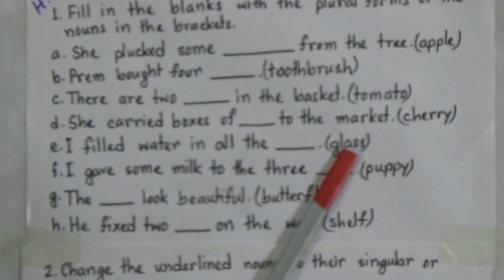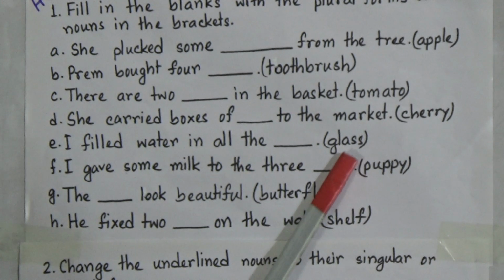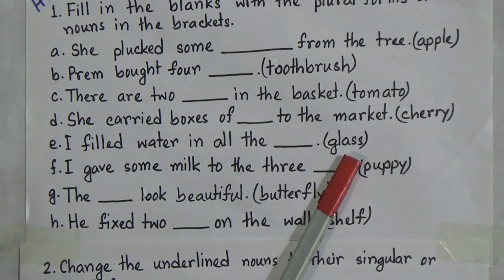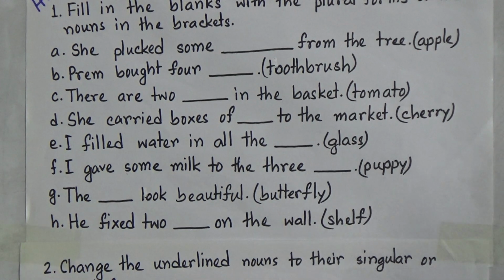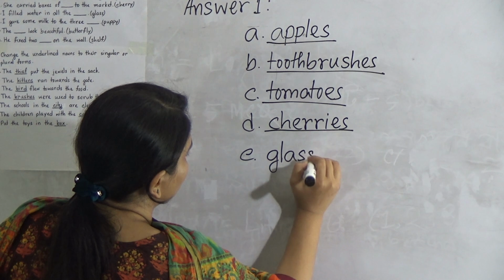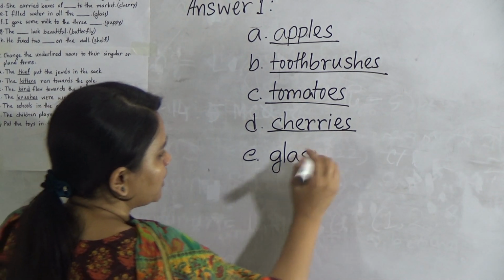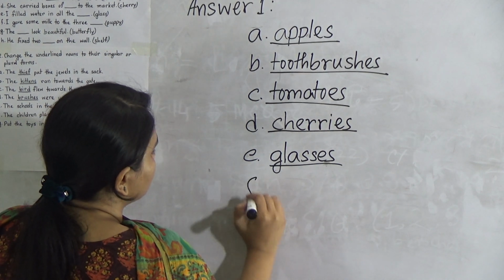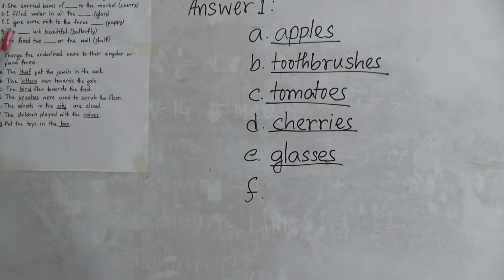I filled water in all the dash and in bracket glasses. Now look at the word glass. So it ends in double S, SS. So we will add ES to make it plural. So number E will be glasses. Now the word glass, and we will add ES to make it plural. Now we will go to number F.